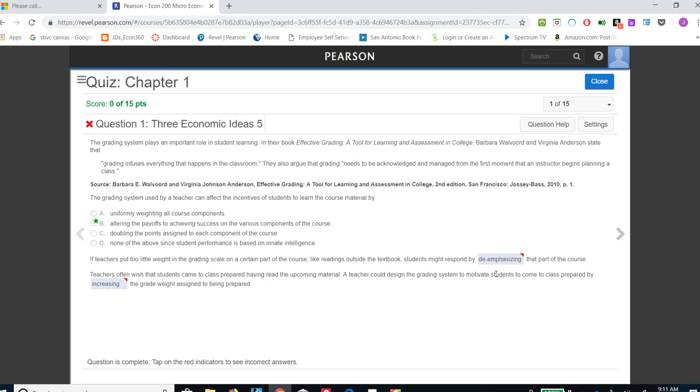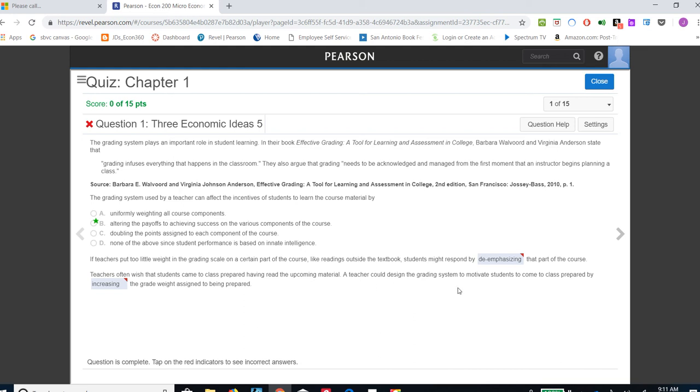But oftentimes I will basically go through some of these. If a teacher puts too little weight on the grading scale of a certain part of the course, like readings outside the textbook, this is about people responding to incentives, right? If I don't count it or I de-emphasize that part of a course, teachers often wish that students came to class prepared to read, right.